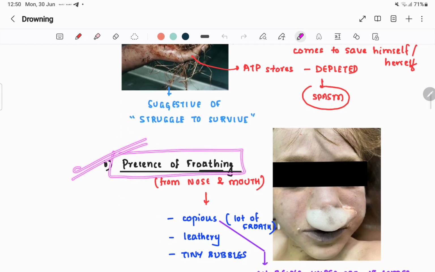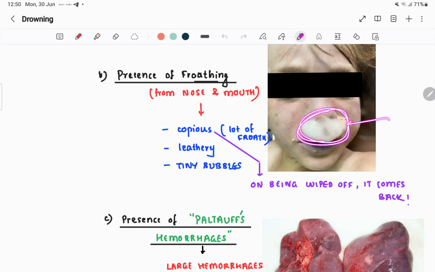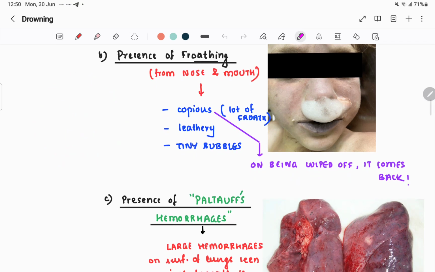Presence of frothing from the nose and mouth. What is froth? Froth is basically bubbles, a little bit of fluid diffused in a gas. It is copious, leathery, with thin, tiny bubbles. This is a classical froth, and on being wiped away it comes back. So it's a huge amount of froth. You can see this is frothing.